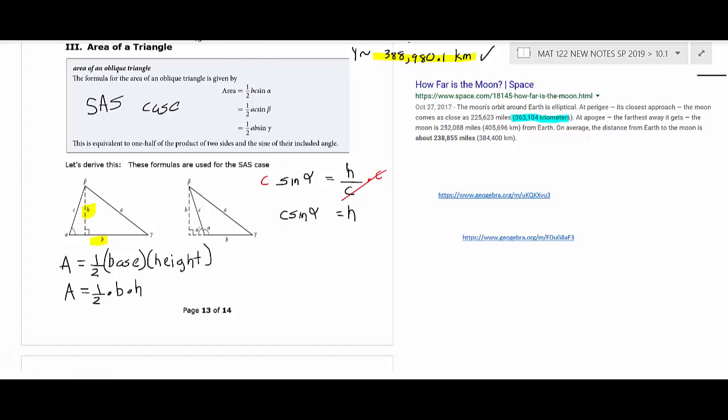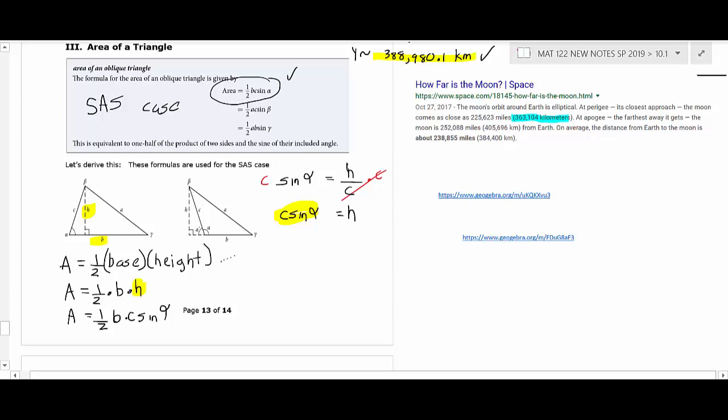And what I'm going to do is replace the height with this expression, and then I'll get a formula which says the area of the triangle is 1/2 the base times the height, which is C times sine alpha. If you look at this, that gives this version of the formula right there: area is 1/2 BC sine alpha. So that's one way to do that.